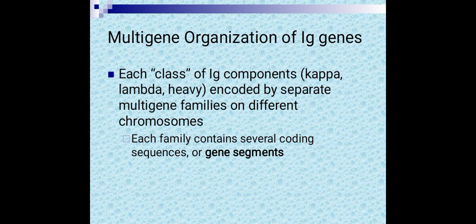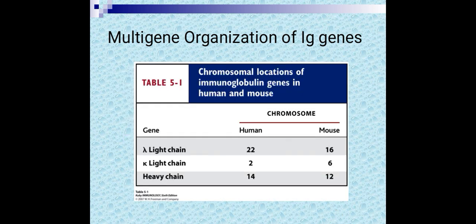Multi-gene organization of Ig genes. Each class of Ig components, kappa, lambda, heavy, is encoded by separate multi-gene families on different chromosomes. Each family contains several coding sequences or gene segments.